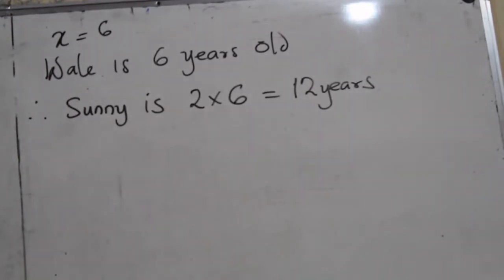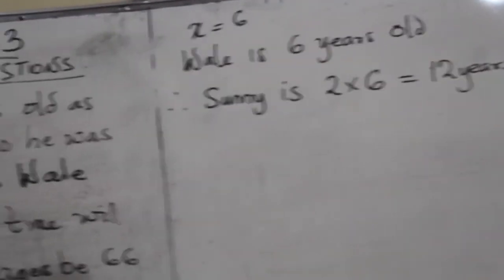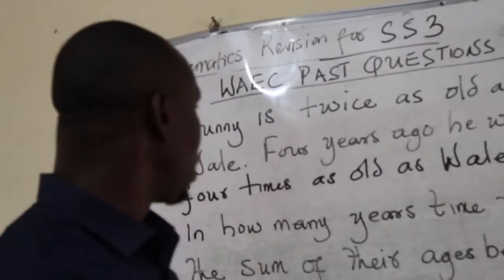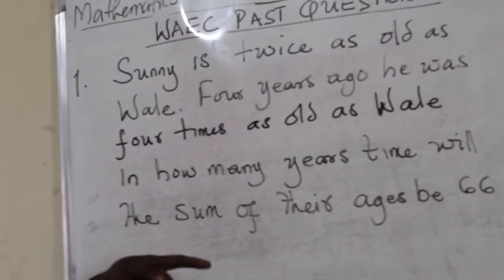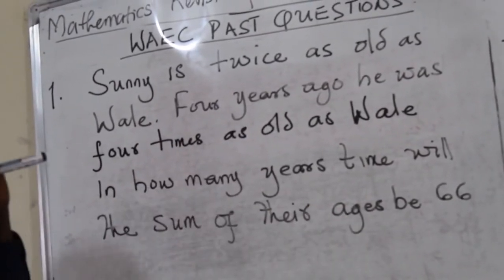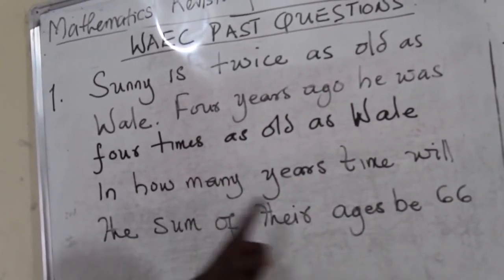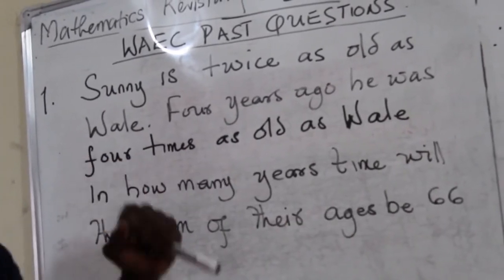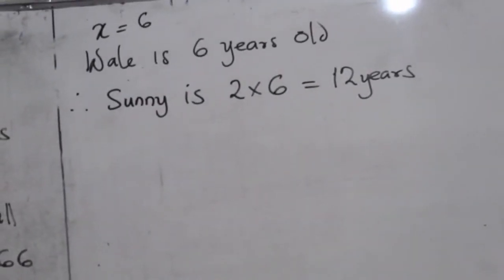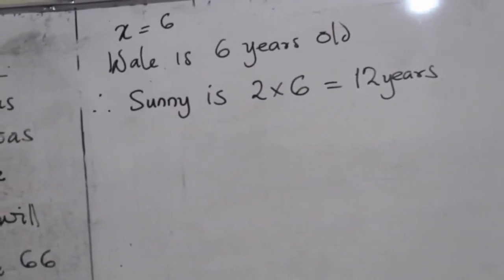Now, the question did not ask us to just get Wale and Sonny's age. The question said we should get the number of years it will take the sum of their ages to be 66. It says, in how many years' time will the sum of their ages be 66? So the thing is, Wale is definitely going to grow as years are passing, and Sonny is also going to grow as years are passing as well.